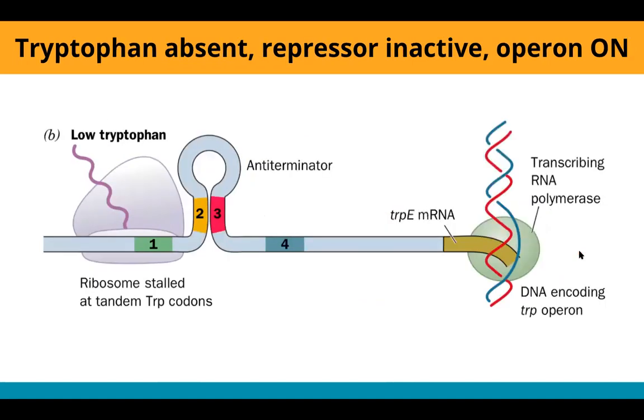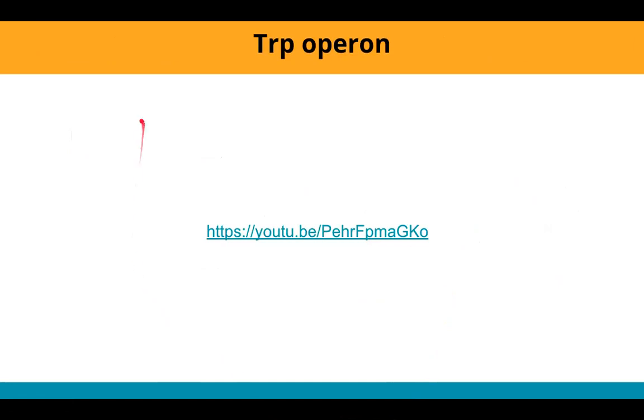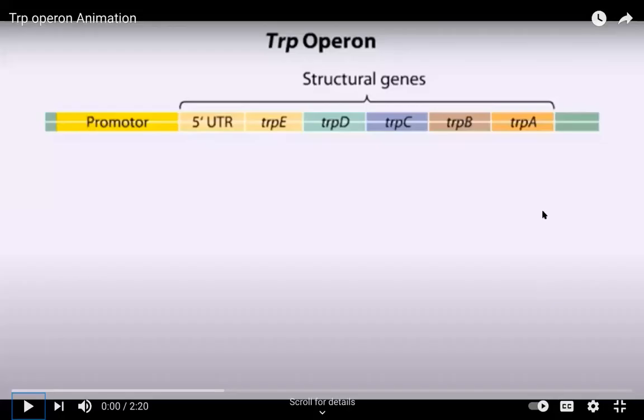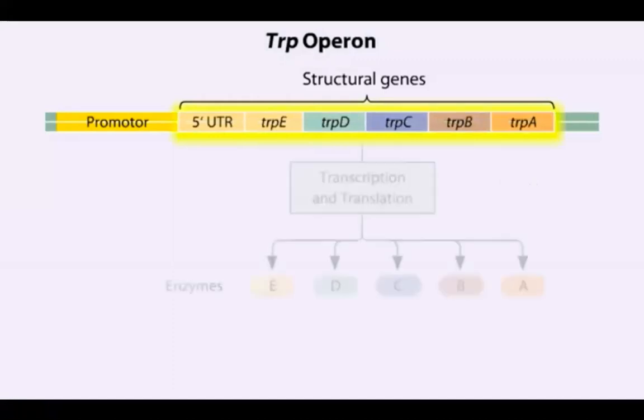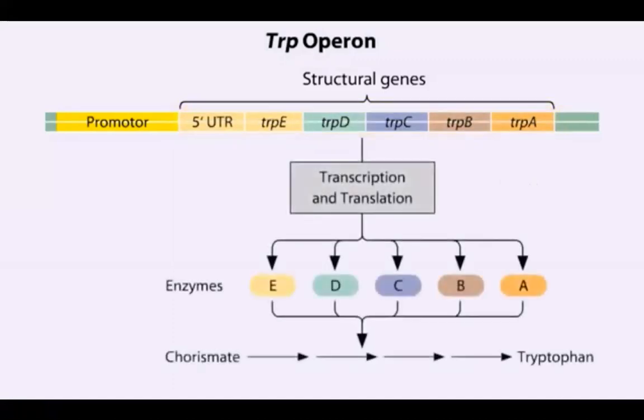If you have low tryptophan, the RNA polymerase is not blocked by the repressor, so transcription will proceed. So I'll show you a picture of how the trp operon would look. The trp operon in E. coli contains 5 structural genes corresponding to enzymes that convert chorismate into tryptophan.